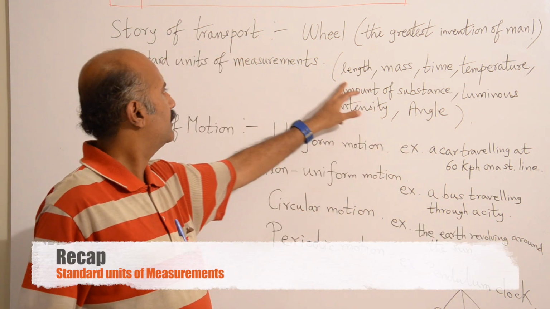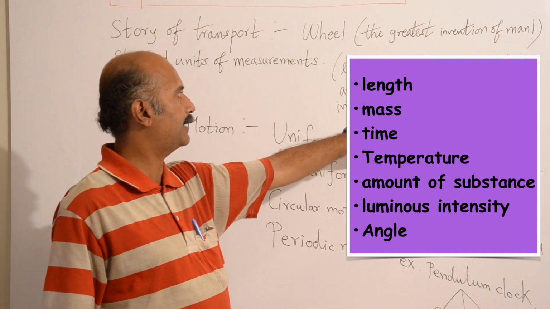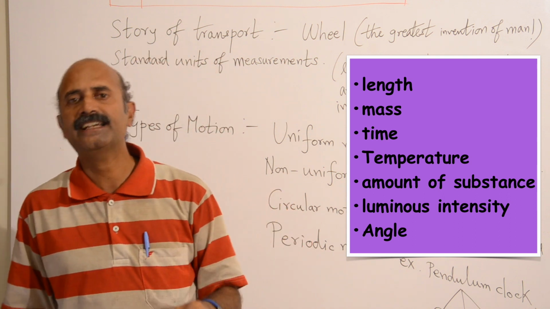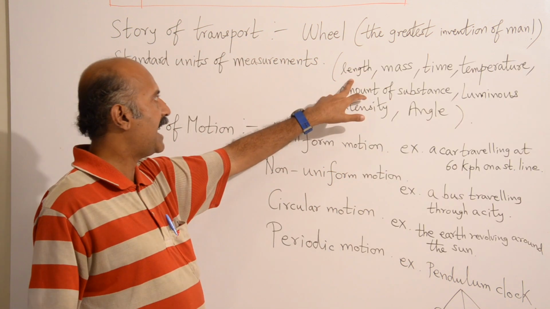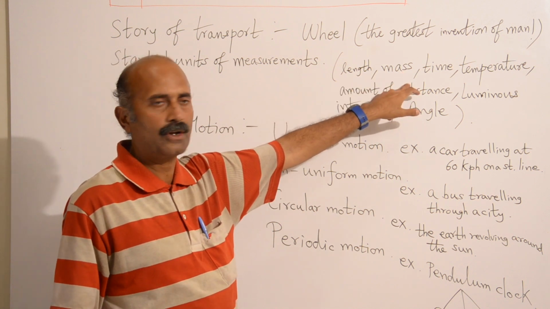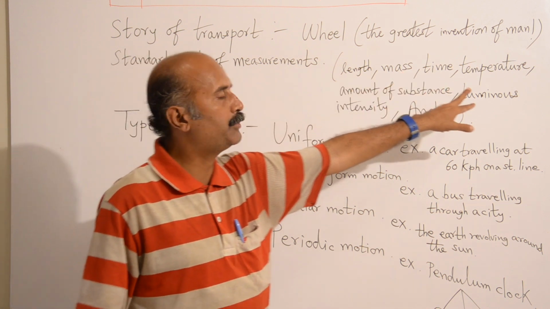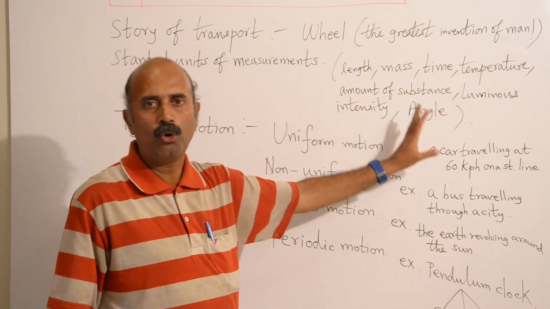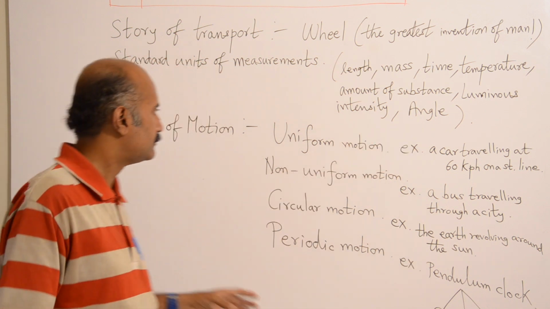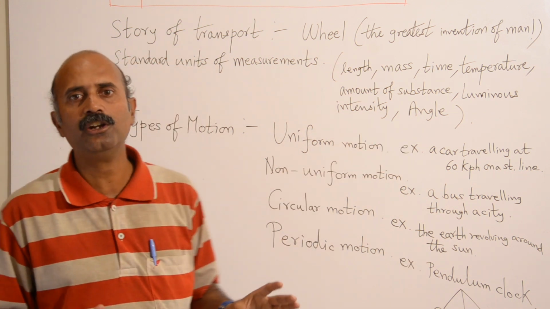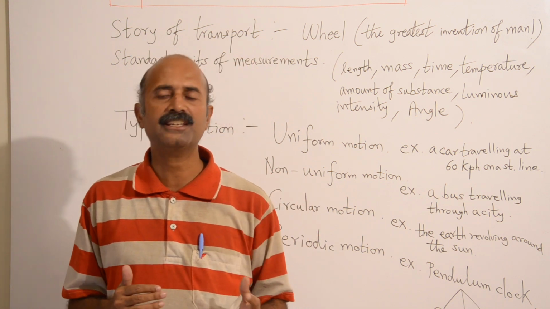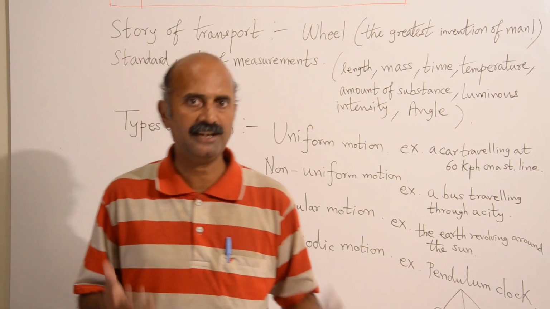So let me recap. Length, mass, time, temperature, amount of substance, luminous intensity, angle. These are the 7 basic quantities. The standard international unit for length is meter, mass, kilogram, time, second, temperature, Kelvin, amount of substance, mole, luminous intensity, candela, angle, radian. So these are the 7 basic physical quantities which are absolutely essential for calculations and for studying science in the most effective way, especially physics.